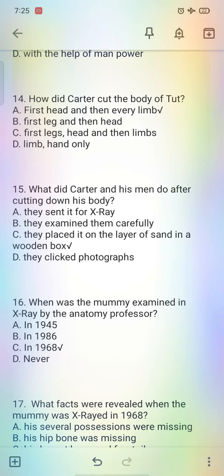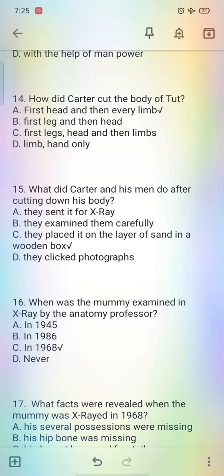They sent it for x-ray. They examined them very carefully. They placed it on the layer of sand in a wooden box. They clicked photographs. Option number C has been ticked. They placed it on the layer of sand in a wooden box. So it would be the correct answer.